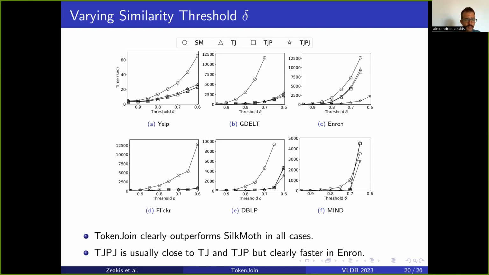In the first experiment, we vary the similarity threshold delta from 0.95 to 0.6. Token join clearly outperforms SilkMoth in all cases. SilkMoth has failed to terminate in some settings within a 5-hour window, such as AOL for delta 0.65. TJPJ is usually close to TJ and TJP, but it's clearly faster in N1, where we are dealing with very large sets, and therefore the verification time of the remaining candidates is higher.